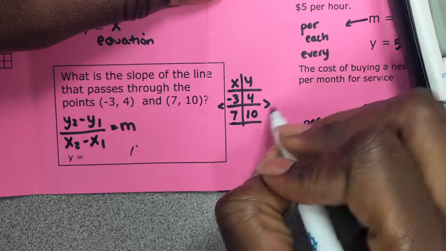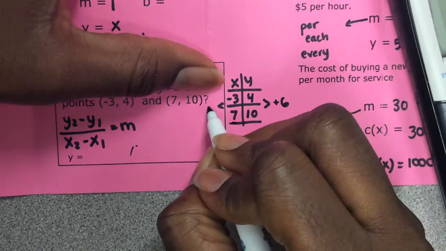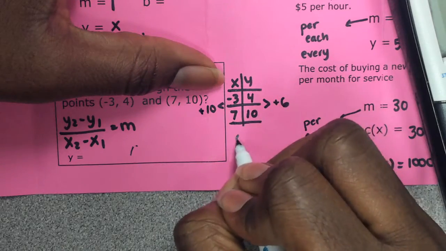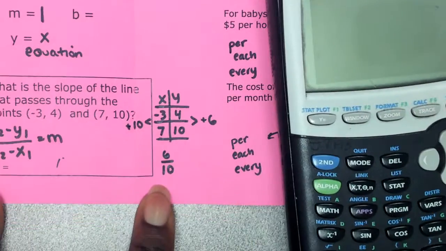So 4 got to 10 by adding 6. Negative 3 got to 7 by adding 10. So that would be 6 over 10. Once again, this is not reduced. Sometimes it is, sometimes it's not.